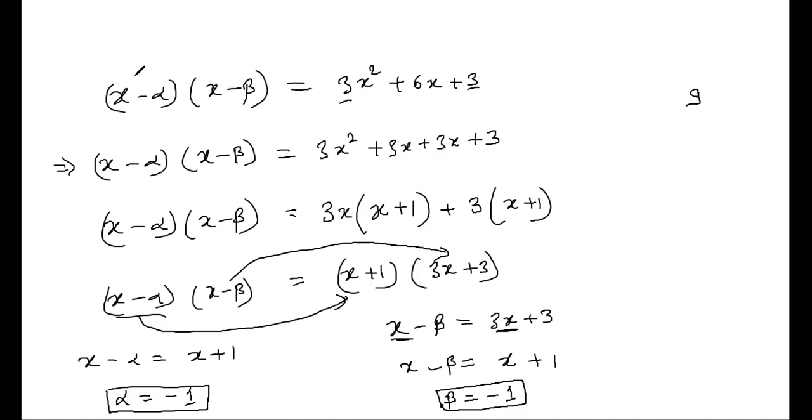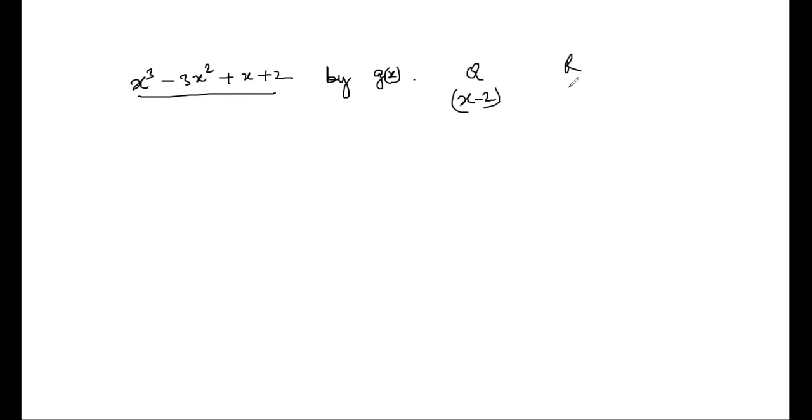हाँ, अब. On dividing x cube -3x square plus x plus 2, ऑन डिवाइडिंग, by a polynomial gx. The quotient and remainder were x minus 2 and -2x plus 4 respectively. Find the gx.